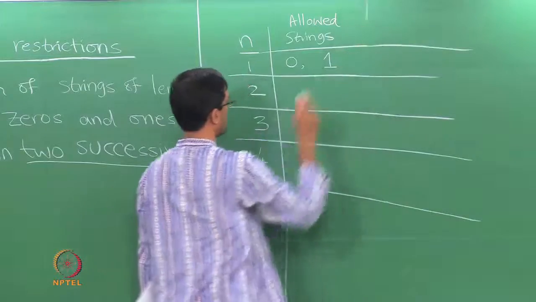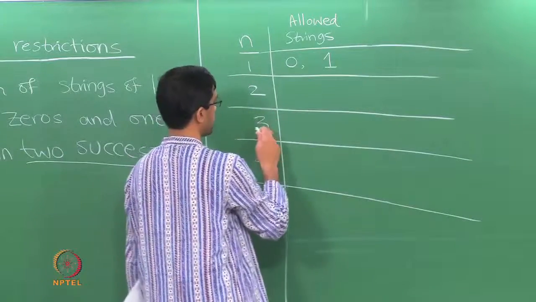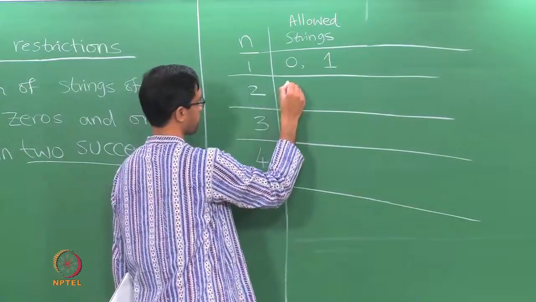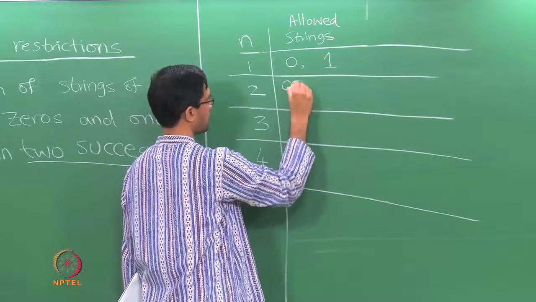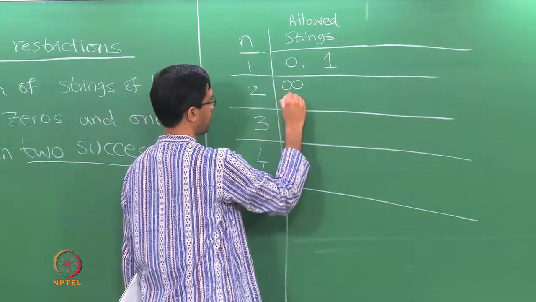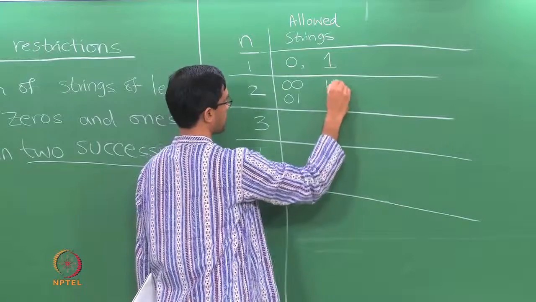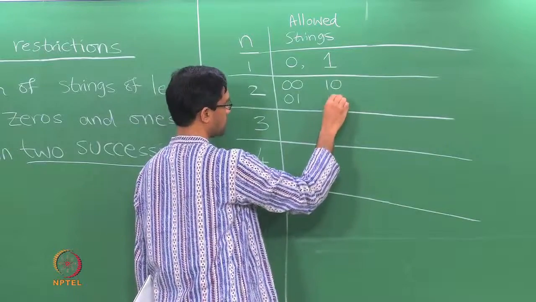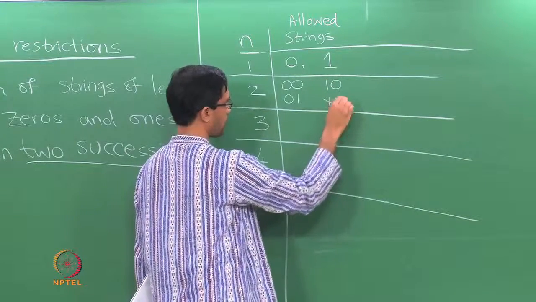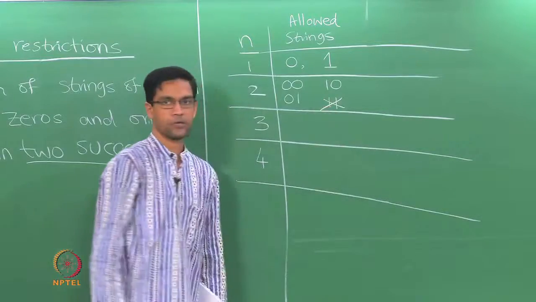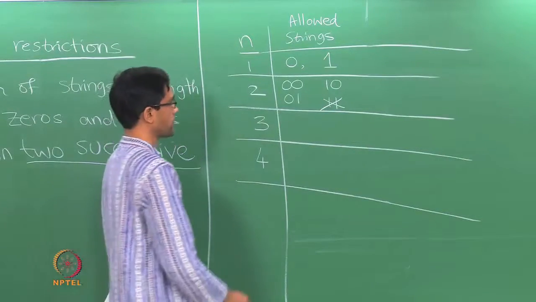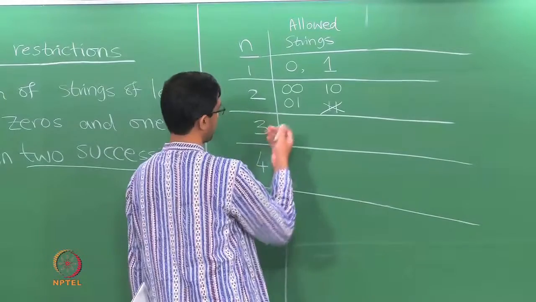Okay, so let us do the case n equals 2. So I have a string of length 2, so I could have 0 0, or I could have 0 1, or I could have 1 0. Now the fourth possibility, which is 1 1, is no longer allowed in this case because you have two successive ones. Okay, now let us do maybe one more.